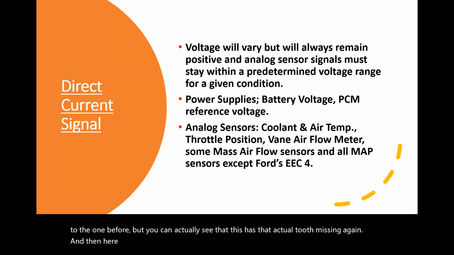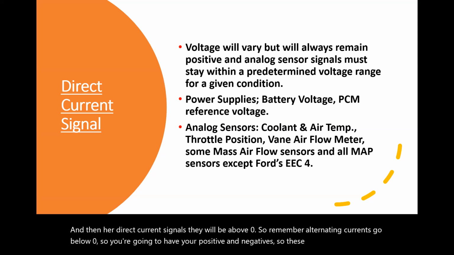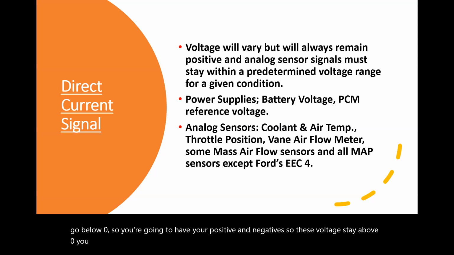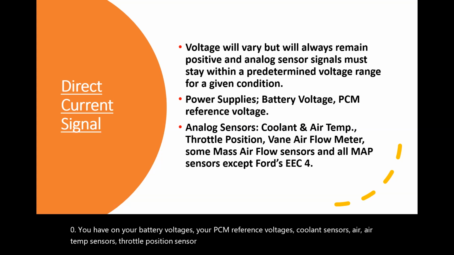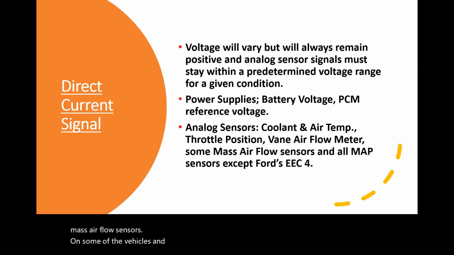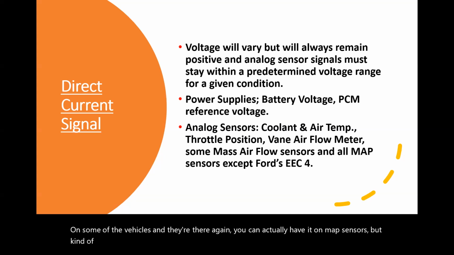And then our direct current signals, they will be above zero. So remember, alternating currents go below zero, so you're going to have your positives and negatives. So these voltages stay above zero. You have them on your battery voltages, your PCM reference voltages, coolant sensors, air temp sensors, throttle position sensor, air vane flow sensors, your mass airflow sensors on some of the vehicles. And there again, you can actually have it on MAP sensors, but Ford's a little bit different on theirs.